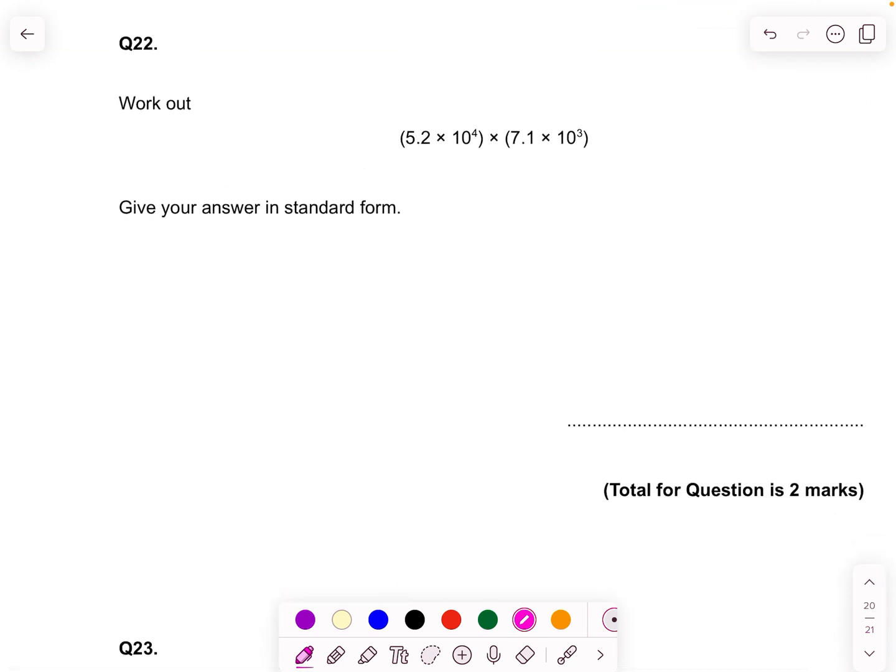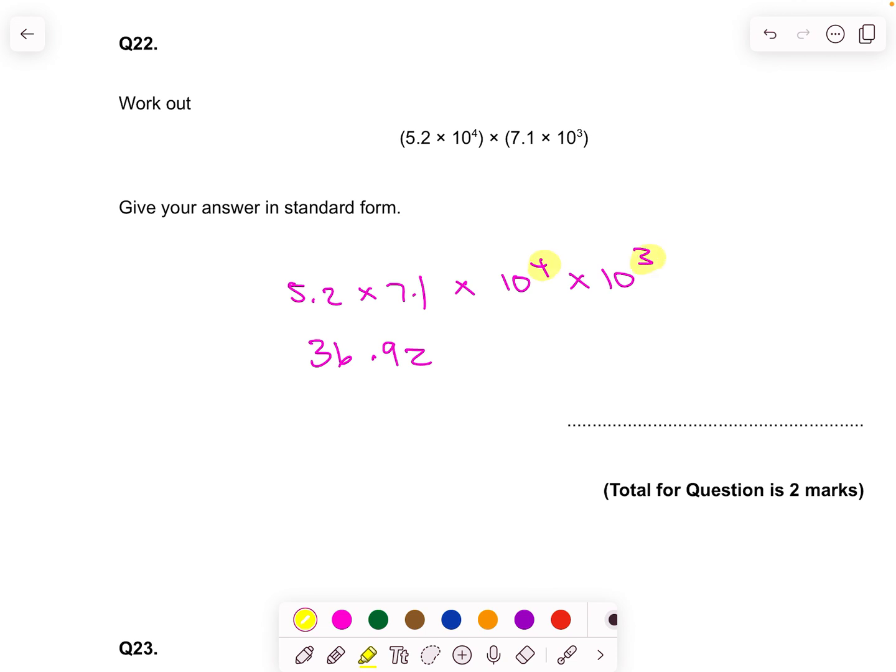Right, almost there. For this one, we've got to write it in standard form. So the quickest way is to, on your calculator, work out 5.2 times 7.1. I'll just calculate it now. So 5.2 times 7.1, and you get 36.92. And then work out what 10 to the power 4 times 10 to the power 3 is. Remember, when we're multiplying, we add the indices. So 4 plus 3 is 7. So times 10 to the power 7.